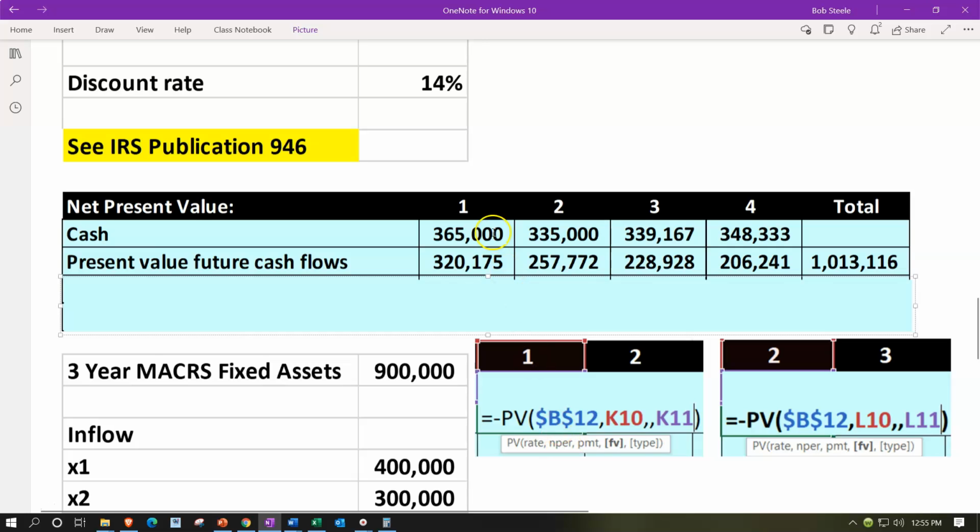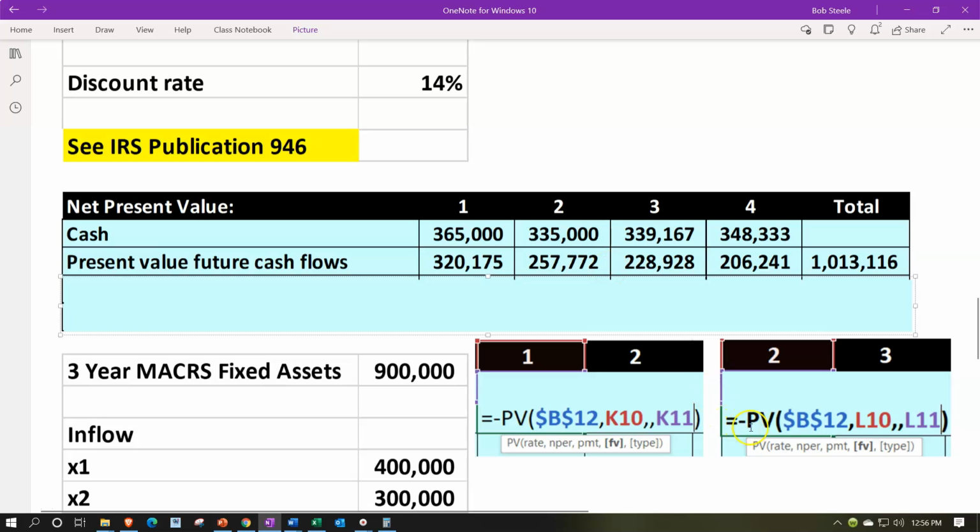And then I'm going to say comma, number of periods. This is 1 period out, 1 year out. Note that I'm using this cell instead of hard coding or typing in the number so that when I copy it across, it'll copy across. And then we've got the payment, comma, skipped, and the future value is that 365. So the 365 present valued back 1 year at 14% is 320,175. If I copy this formula to this cell, then the 335,000 present valued at 14% is 257,772.